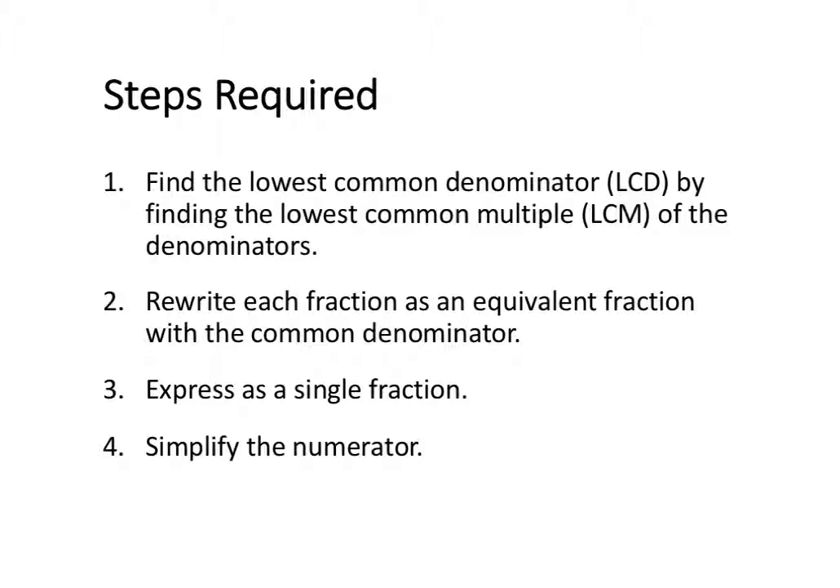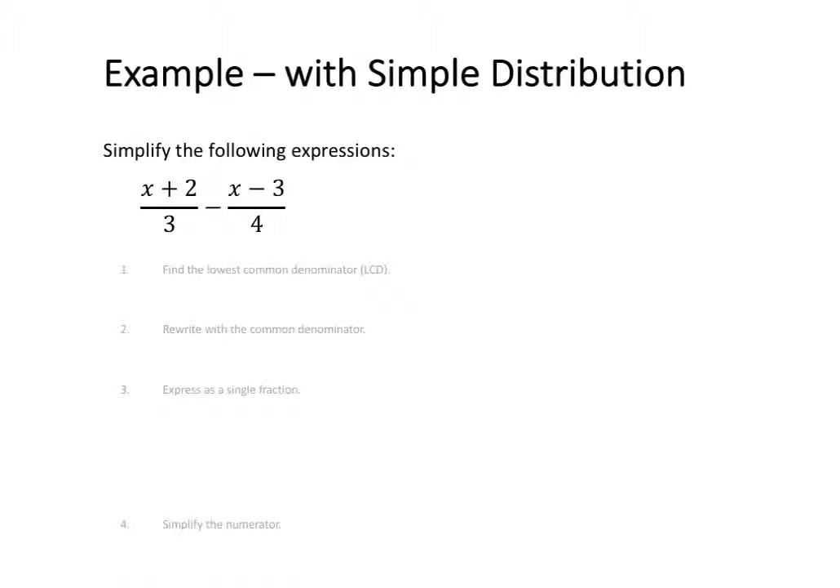So let's have a look at an example. In this example, I want to simplify the expression (x + 2)/3 minus (x - 3)/4. So let's go ahead and apply the 4 steps. Now the first step is to identify the lowest common denominator. The lowest common denominator of 3 and 4 is going to be 12.